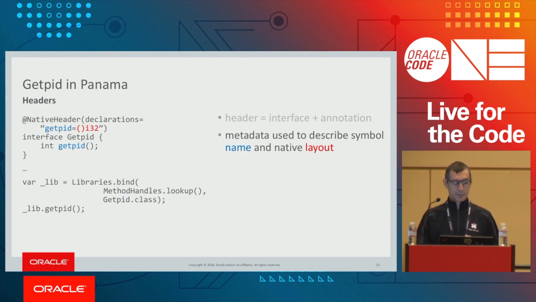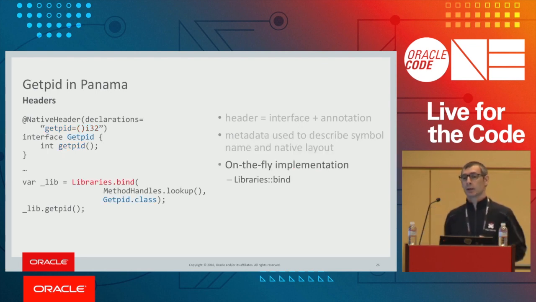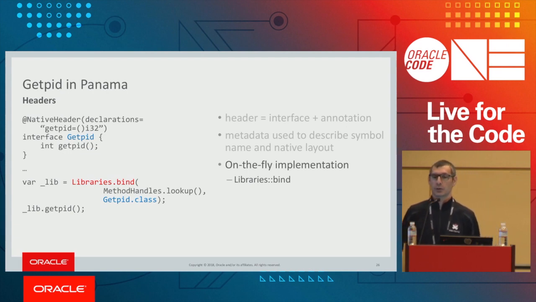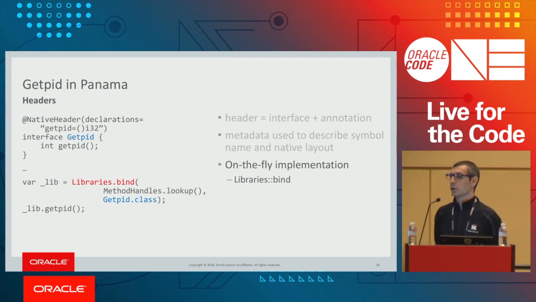So once we have set up this interface, we can just call the binder. So we say libraries.bind. We have to give a method handle lookup just for the context, and then we just pass the class literal of the interface. And this will generate an implementation on the fly that I can then use in order to call my getPid function. So there's no more native code involved here. The binder does all the heavy lifting of resolving the entry point of the function that I want to call and just going to it.